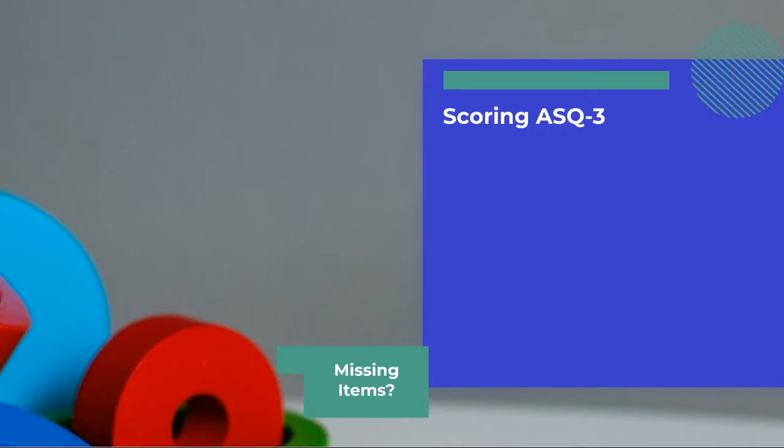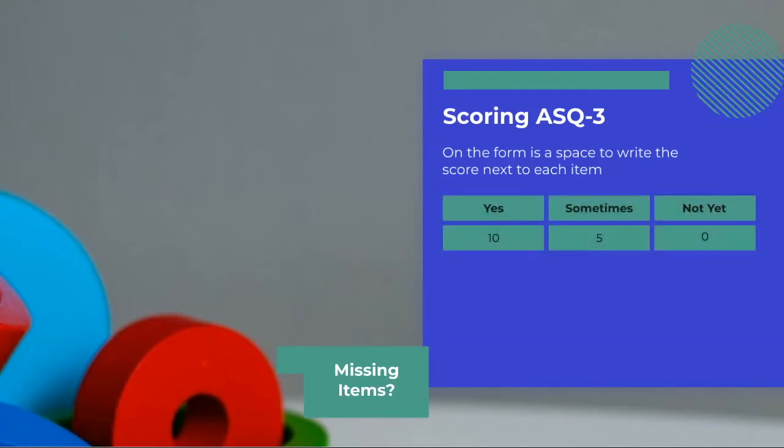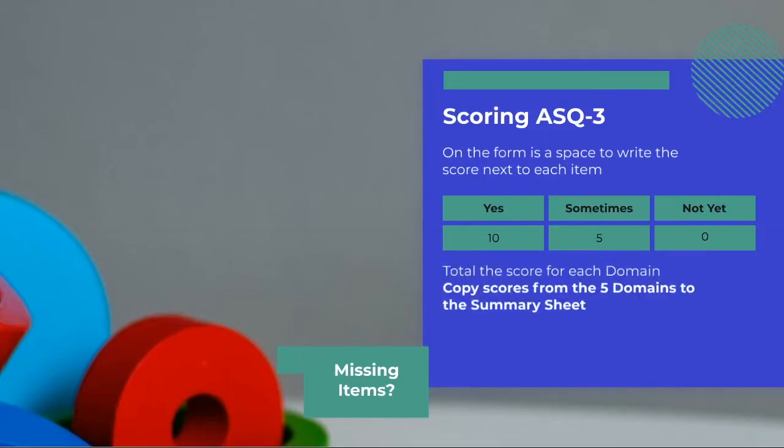Next to each item, there is a space to write a score. For caregivers whose response is that the child does not do the milestone yet, or not yet, the score is 0. For the answer sometimes, the score is 5. For the answer yes, the score is 10. Write these corresponding values next to each item and total the score for each of the 5 domains. You will then copy these domain totals onto the summary sheet.